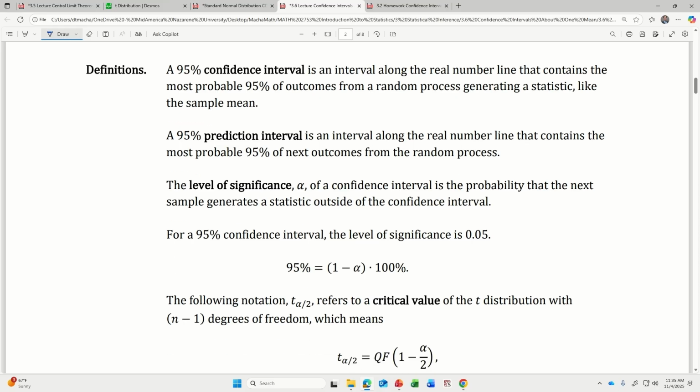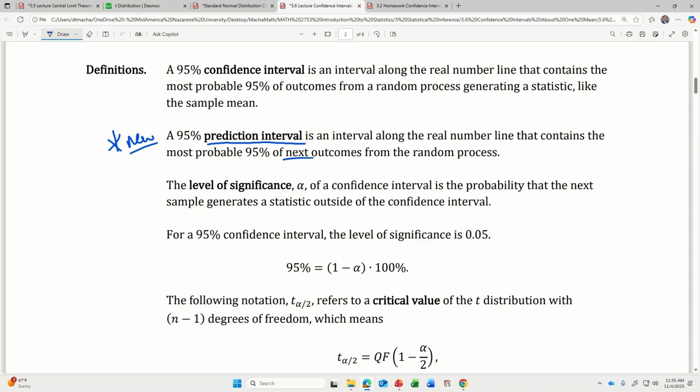So a 95% confidence interval is an interval along the real number line that contains the most probable 95% of outcomes from a random process generating a statistic like the sample mean. We did this before with the sample fraction. Now we're going to do this with the sample mean. A 95% prediction interval is new. We've not talked about prediction intervals yet. It is an interval along the real number line that contains the most probable 95% of next outcomes from a random process.